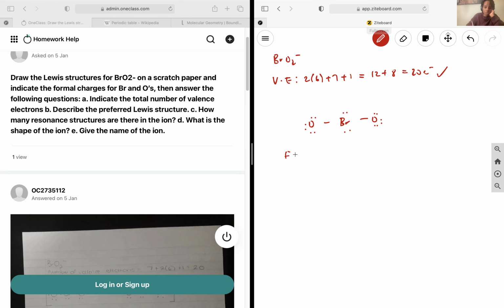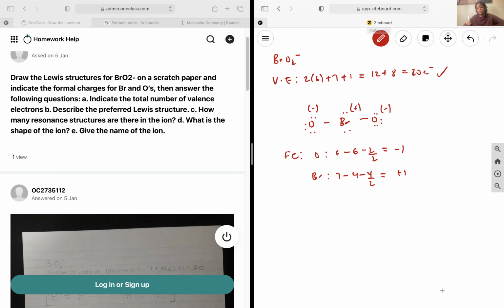Let's check in on our formal charges. On each of the oxygens, I'm going to have 6 minus 2 over 2. That's going to give me -1. On the bromine, I'm going to have 7 minus 4 over 2, and it's going to give me 7 minus 6. So this is going to be a +1 on the bromine. So let's just write that all out.